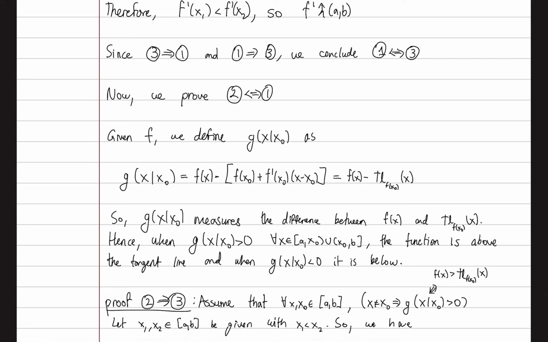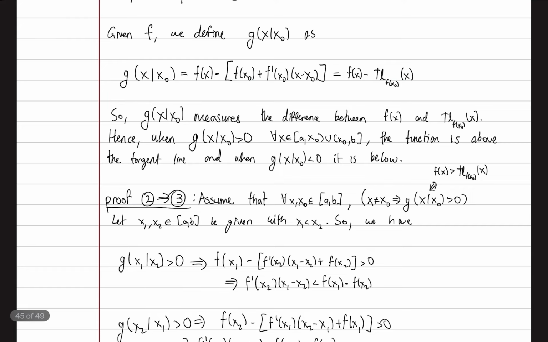g of x bar x naught measures the difference between f and the tangent line of f at x naught of x. So when g of x bar x naught is positive, the function is above the tangent line, and when it's negative, it's below. You might want to show that this is true, but this is true, right? We know the tangent line definition. If we can establish g is positive, then it's above, and if we can establish g is negative, it's below.